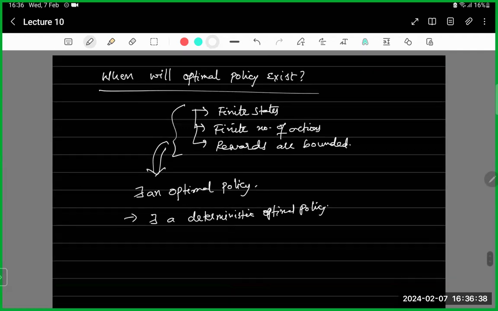Okay. Is it clear? I see a lot of faces getting lost. Like, is it not clear? Something is not clear?